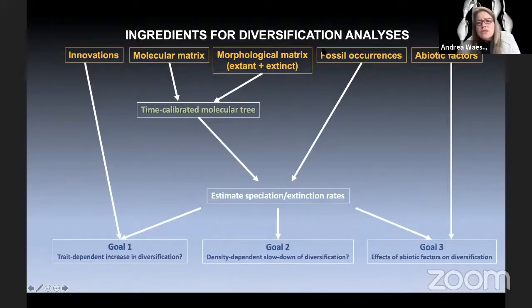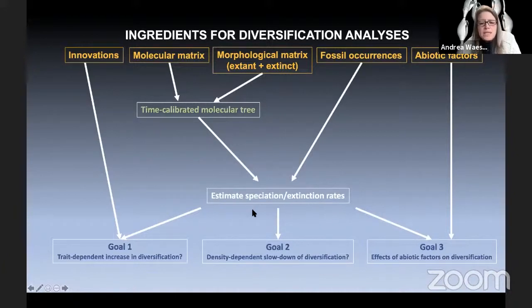And then we have fossil occurrences, which you can largely just download from the Paleobiology Database, although that needs quite a lot of curation, so there's a bit of work involved with that. And then also abiotic factors. So the fossil occurrences and the molecular tree are then used to estimate speciation and extinction rates through time.